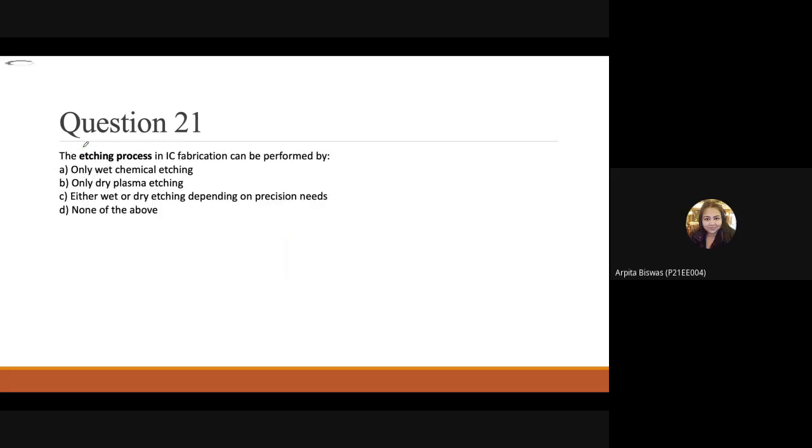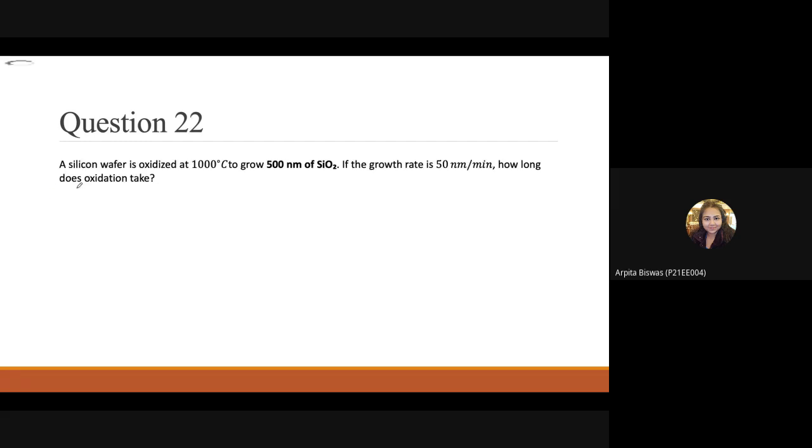Yes. So next, the etching process in IC fabrication can be performed by only wet chemical etching, only dry plasma, either wet or dry, or none of the above. Option C, ma'am. Yes, option C, either wet or dry, both.